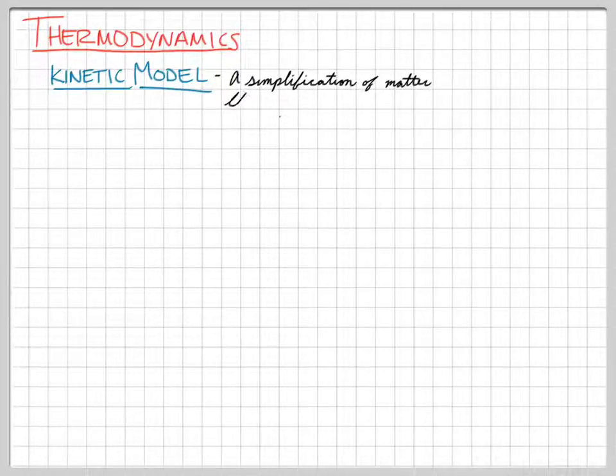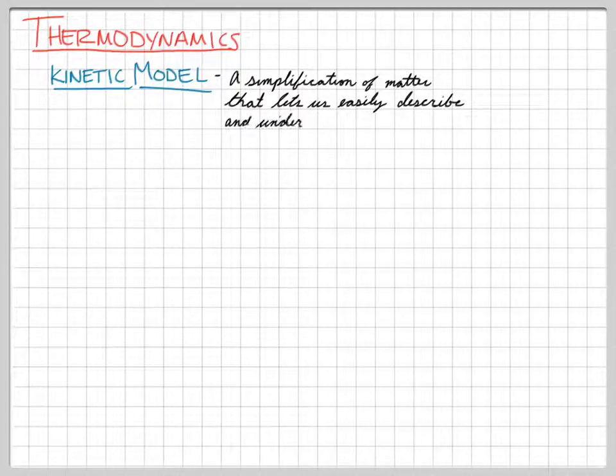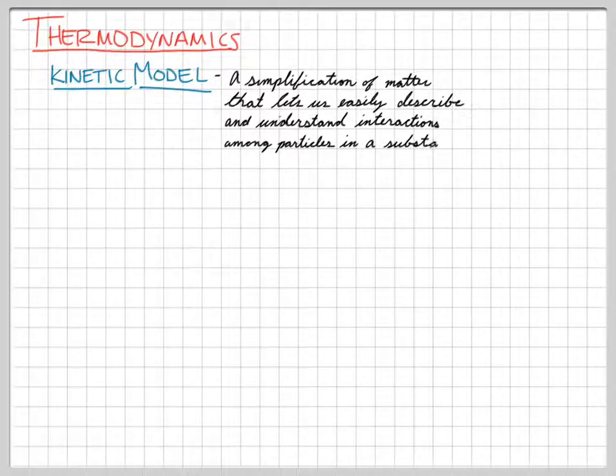So just to summarize that, the kinetic model is a simplification of matter that lets us easily describe and understand the interactions among the particles in a substance. Just keep in mind that this is a simplification. And I'll talk about the particulars of it that make it a simplification.